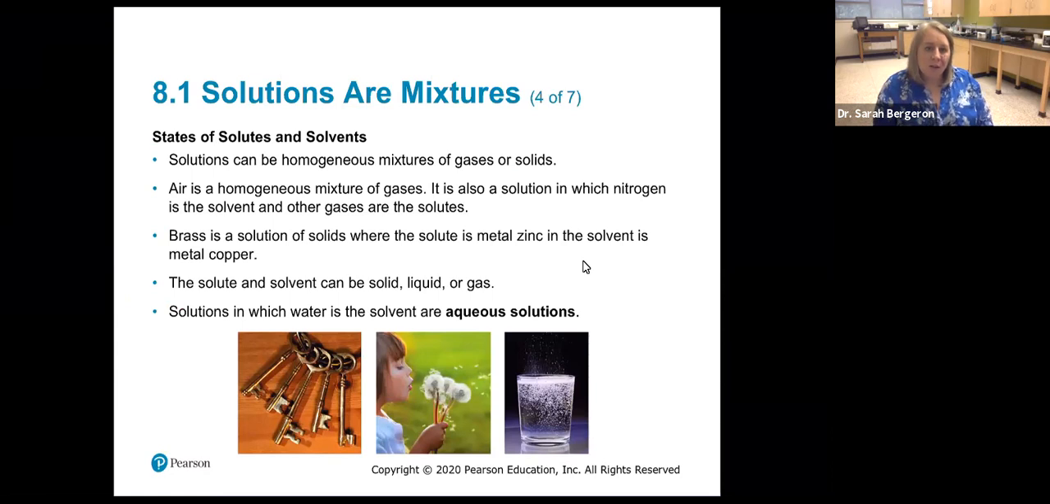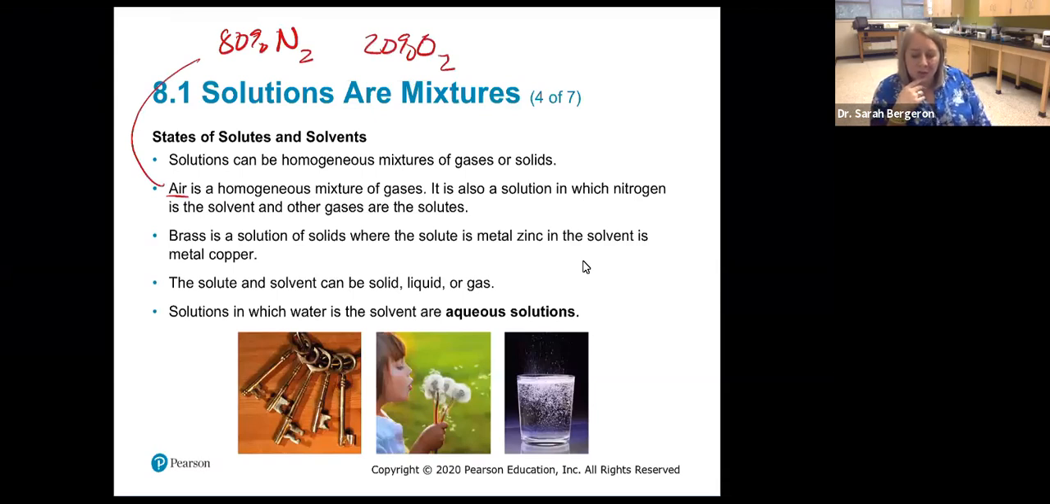All right, so we know that solutions, the common ones that we think of are like water and sugar, salt and sugar, all that kind of stuff. But solutions can be mixtures of gases and mixtures of solids as well. And let's talk about gases first. Air, what we are breathing, is actually a homogeneous mixture of gases. Air is about 80% nitrogen, N2, right? And it's only about 20% O2, which is really pretty interesting. But it really is a homogeneous mixture of gases.